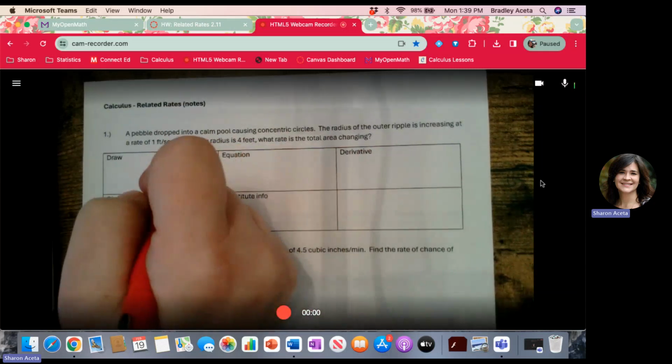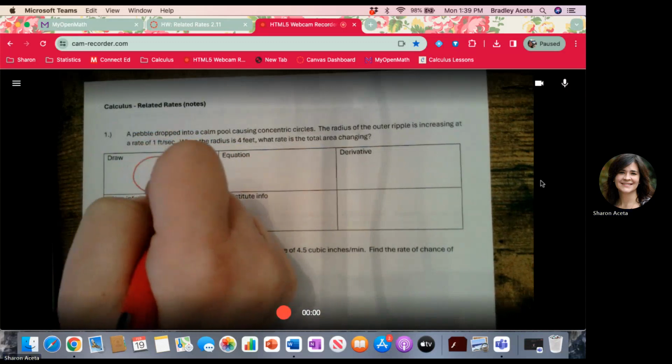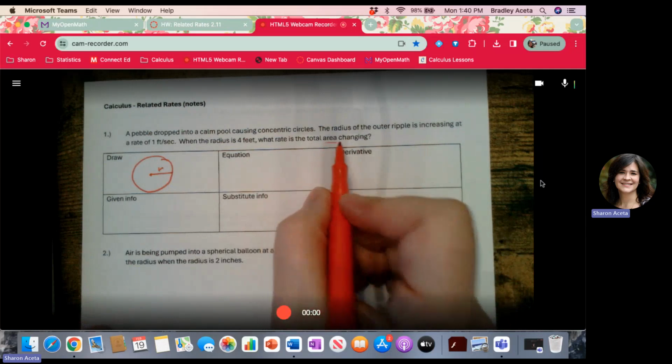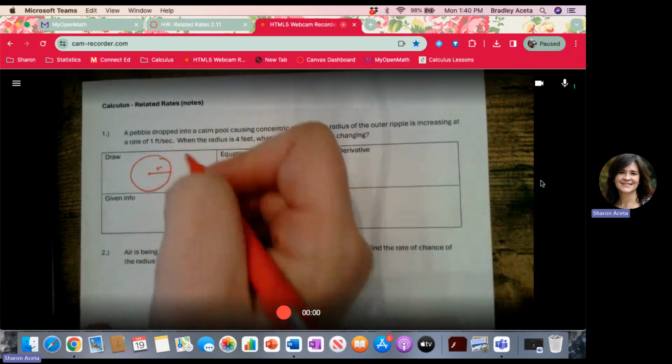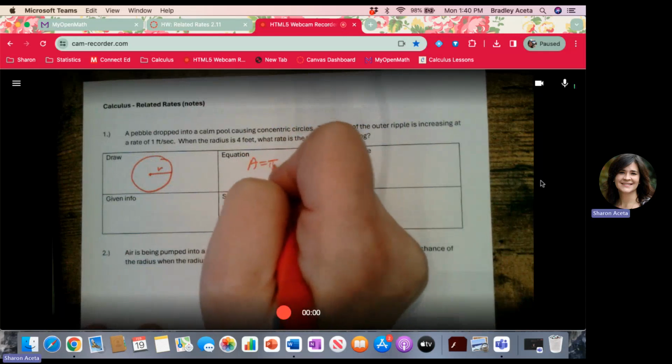So just to give you an idea, we've got this pebble going in, we're forming a circle, radius. You should know two formulas for a circle. One is the area of a circle and one is the circumference of a circle. Since they're asking us about area, we should use that formula. The area for a circle is pi r squared.